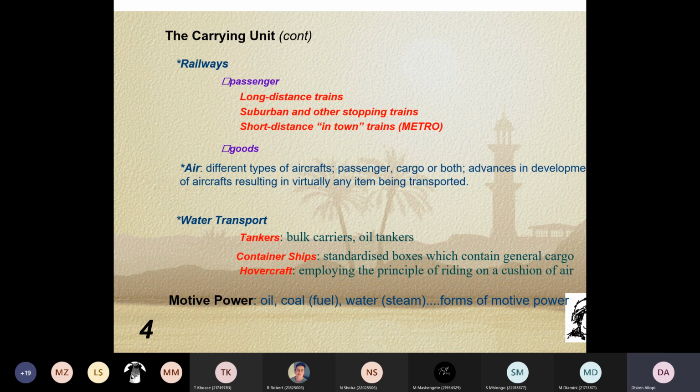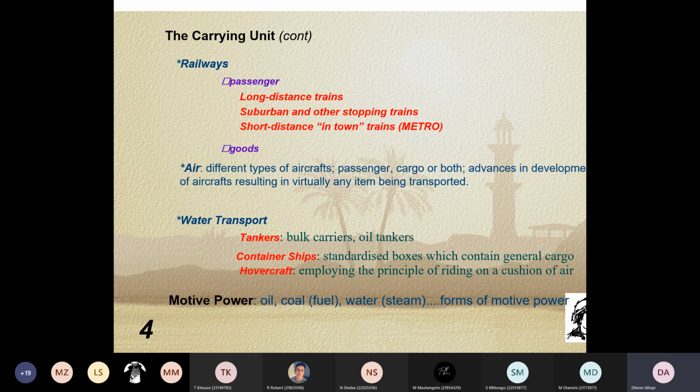With air, you have different types of aircraft. You have the passenger, the cargo, or both, various developments in aircraft. With aircraft, there have been various developments also relating to speed. You must have heard many years back about the Concorde, and the speed at which the Concorde traveled. And of course, in terms of size, comparing different wings, what size in terms of capacity, the number of passengers it can carry. So you have various sizes of aircraft.